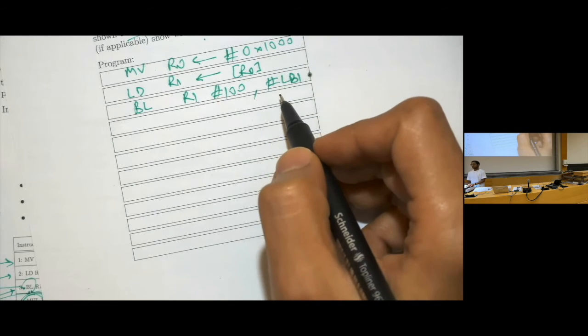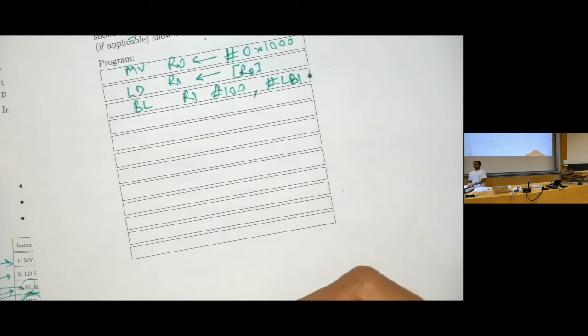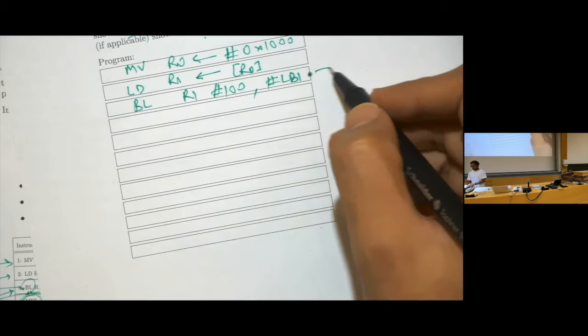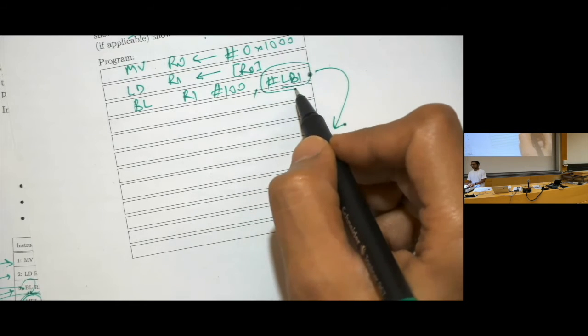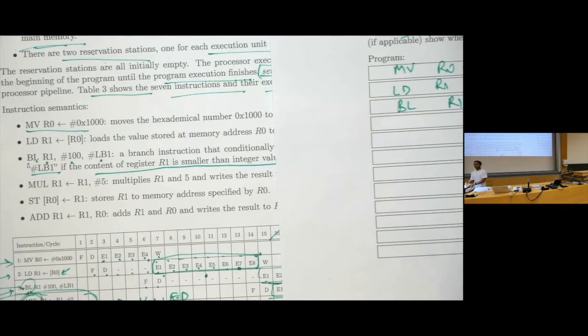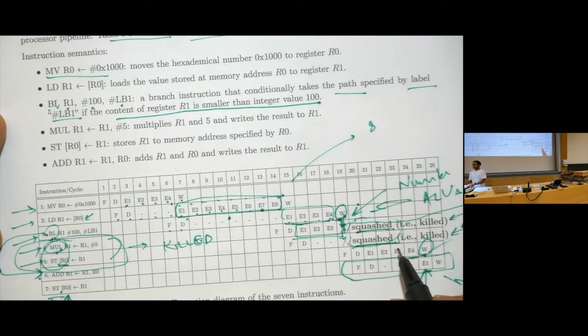Since we know that the path we took in the execution diagram was incorrect, that means at the end of the evaluation of the branch, we had to jump to LB1. Okay, that means this LB1 label is where the program execution resumed after we squashed the instructions. Remember that we squashed these two instructions, and after that, this was the first instruction that executed to completion. This is most likely where the label LB1 exists.